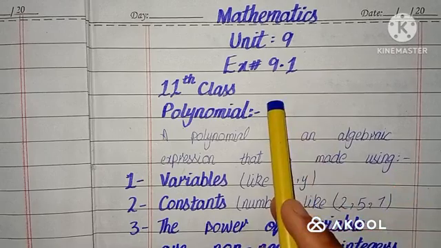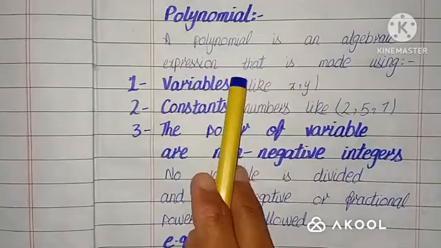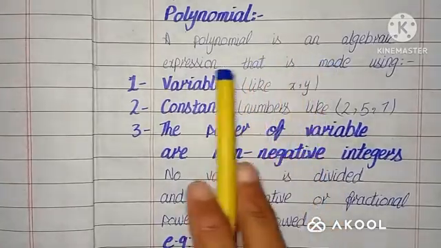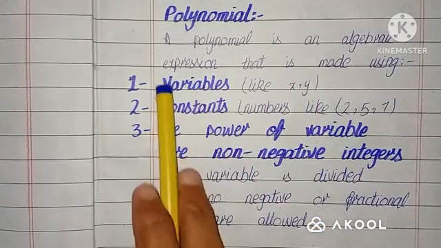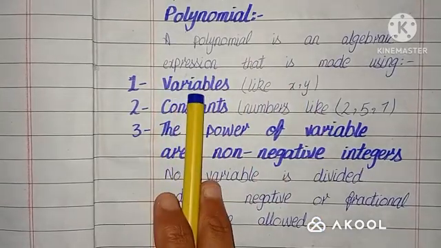Chapter number 9 is about polynomials. What is a polynomial? Let's discuss this. A polynomial is defined as an algebraic expression that is constructed using the following specific elements. Among these elements, first of all, we have the variables.